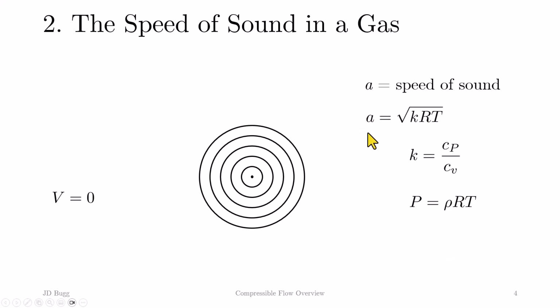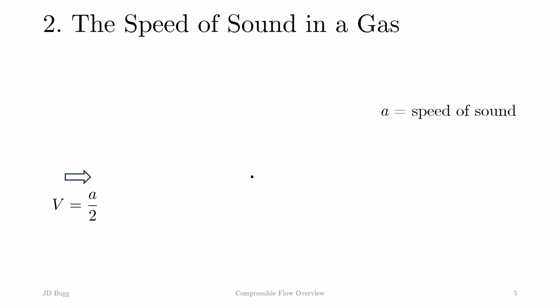This equation is valid for a perfect gas. A perfect gas is an ideal gas that also has constant specific heats. Everything we're going to do in this overview is for a perfect gas. So that's the case when the velocity of the gas is 0. The next thing we're going to do is have the air start to move from left to right at a velocity equal to 1/2 of the speed of sound.